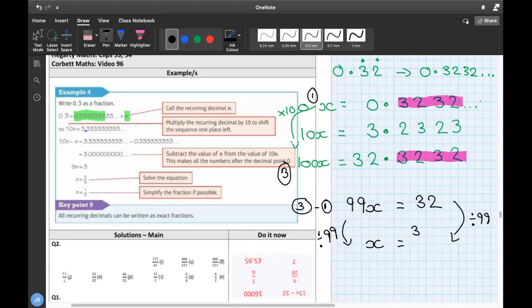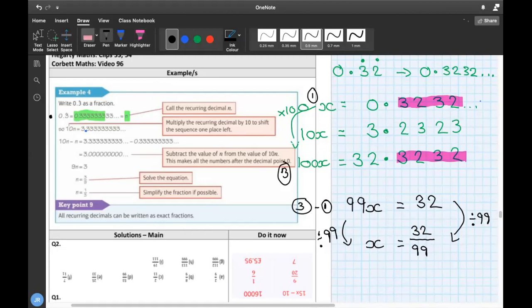Remembering that the line in your fraction literally means divided by. So this is 32 divided by 99, or 32 99ths. We cannot simplify this fraction any further, so we're going to leave it. That is going to be our final answer. Okay, and that was slightly different because here we have 2 recurring digits, rather than in the first example, when we just had 1 recurring digit.